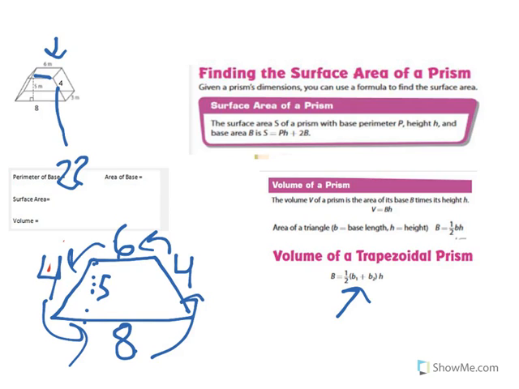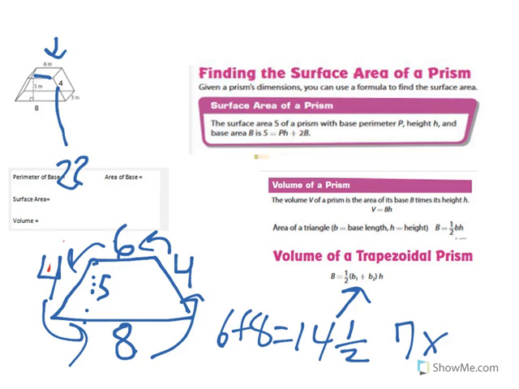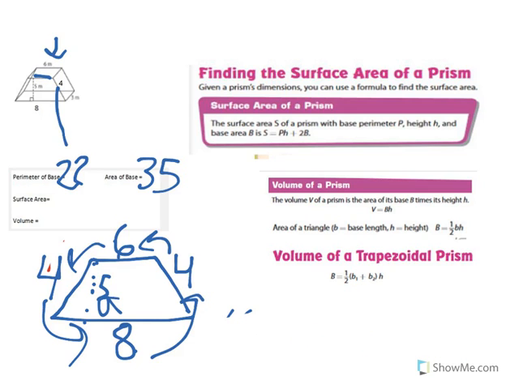Alright, so that's base 1 plus base 2, and that is 14. And then I take 1/2 of that, which is dividing it by 2, or timesing it by 0.5, so that's 7. And then timesing it by the height of the trapezoid, which is 5, so that is 35. So now that I have that information, I'm able to go back and plug it into the different formulas and then calculate my surface area and volume.